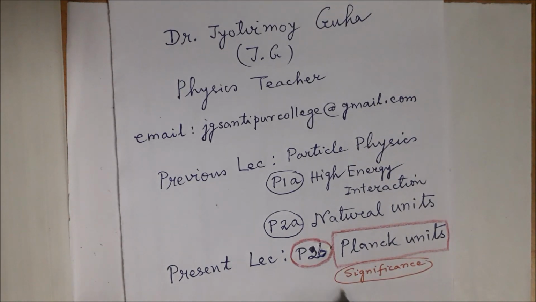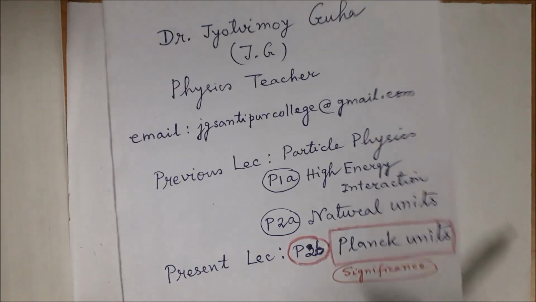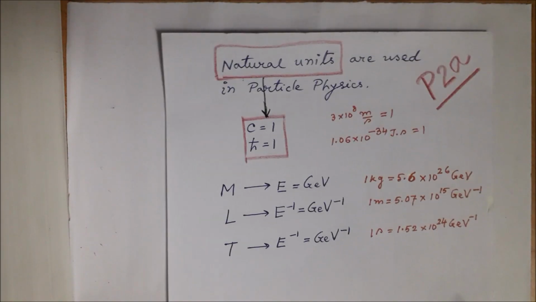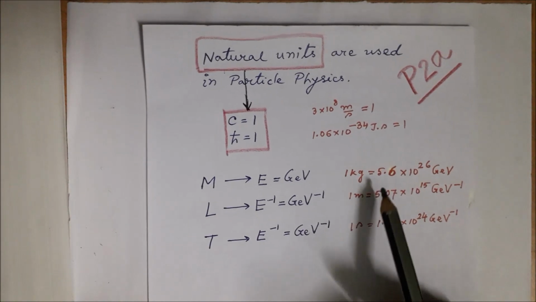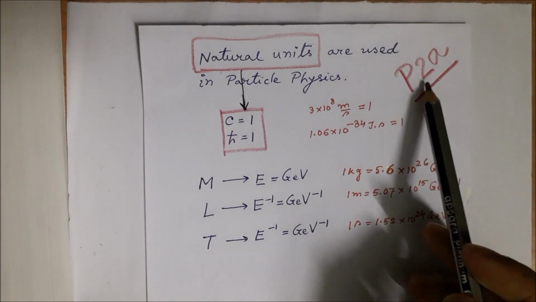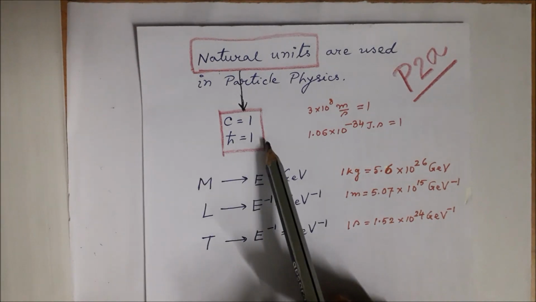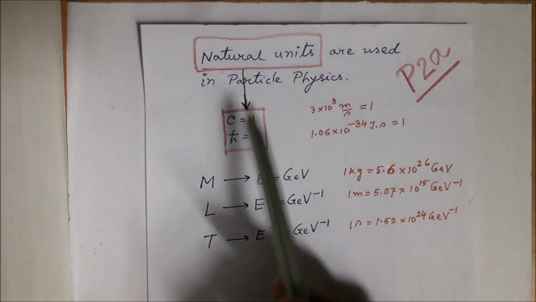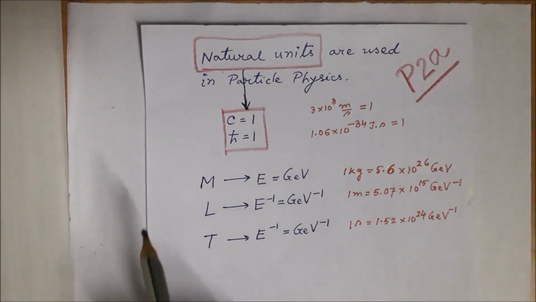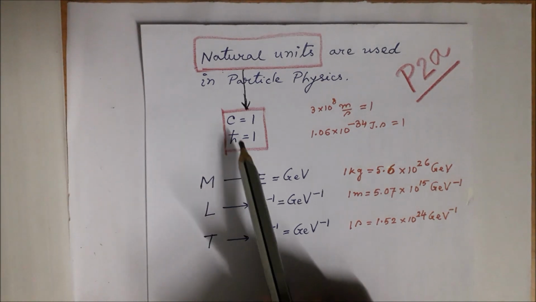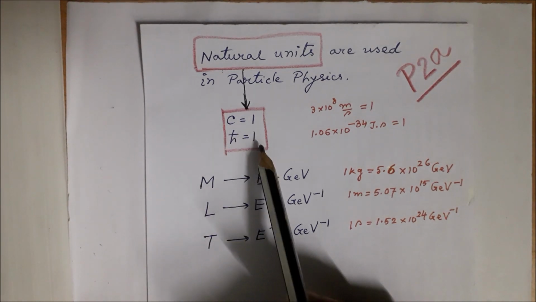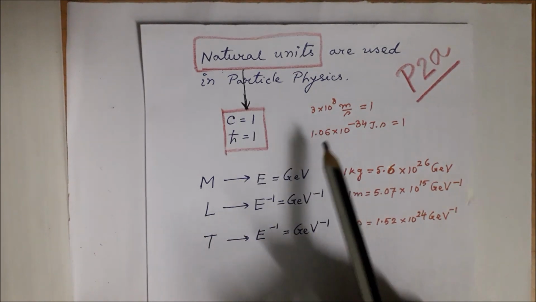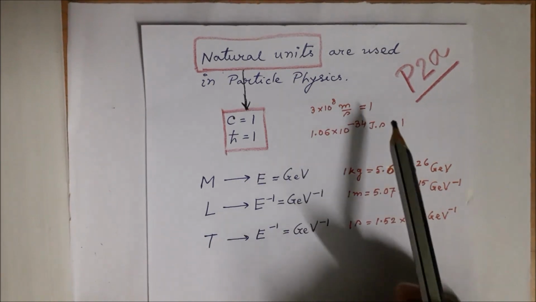This lecture will be on Planck units and its significance. The earlier lecture was on natural units. In the earlier lecture entitled P2a, we emphasized and described what we mean by natural units. Natural units are used in particle physics, and setting c equal to 1 and h cross equal to 1 is referred to as working in natural units.